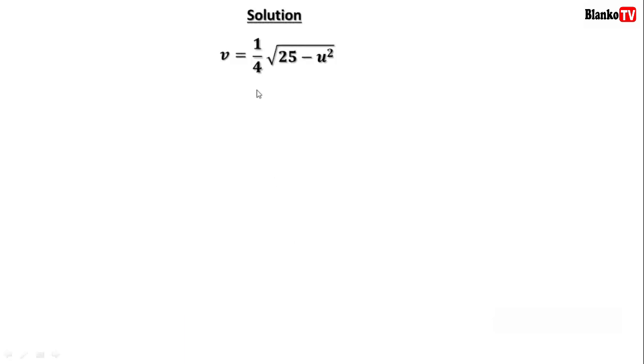So we have v equals 1 over 4 multiplying the square root of 25 minus u squared, and we are to make u the subject.